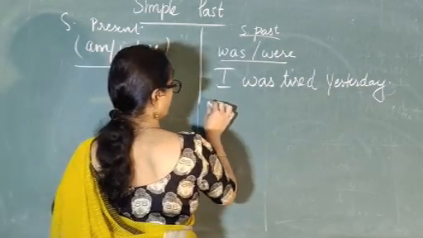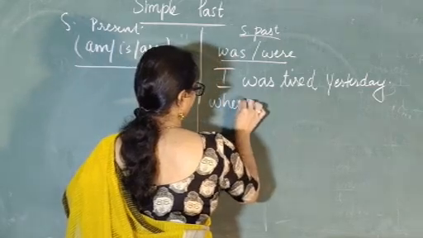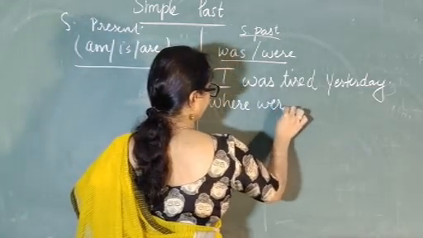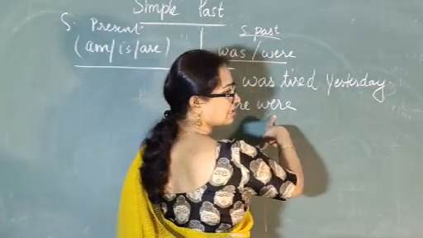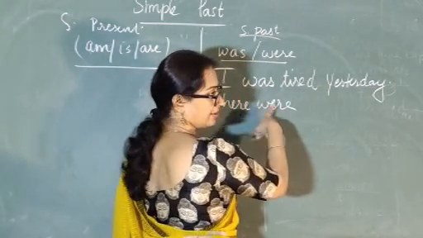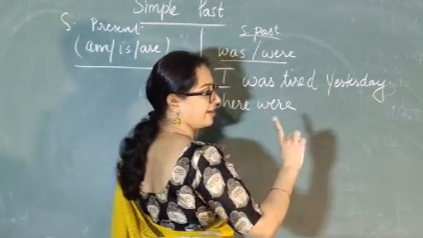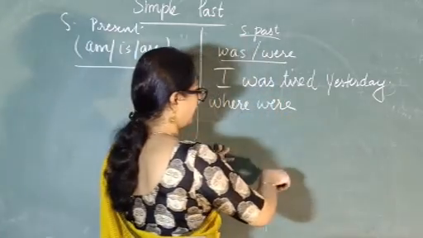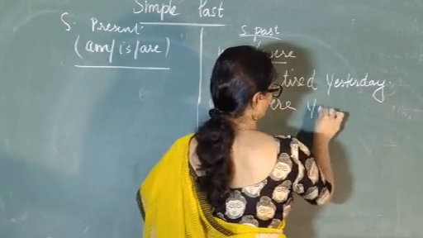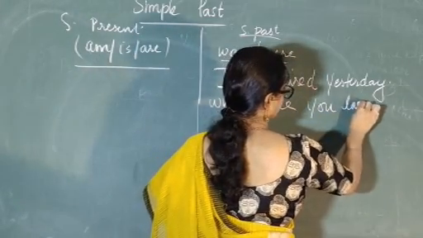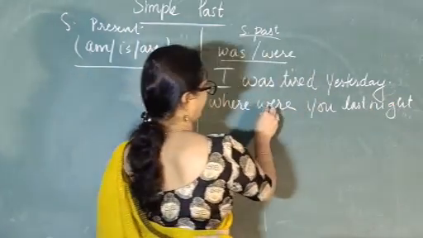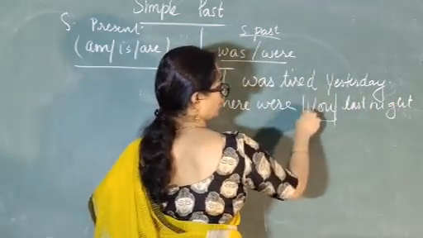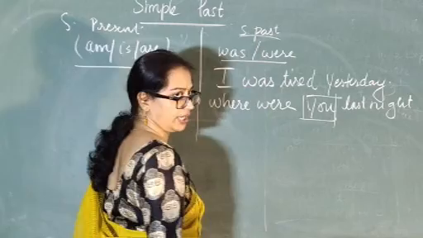In the question form, it would be where. Now remember, this is the question, this is the auxiliary. The difference lies in the spelling and meaning. So where were you last night? Now why do you use were here? Because you were.